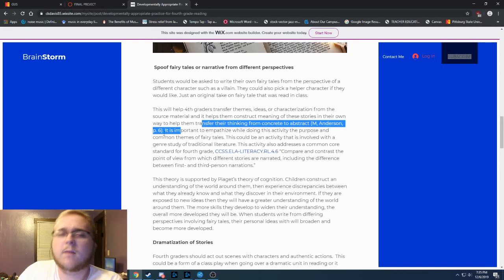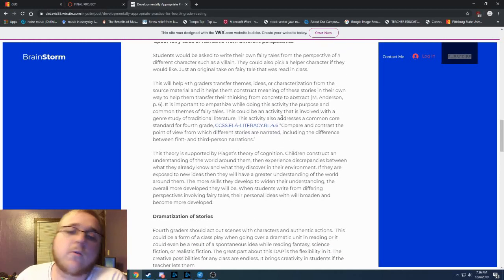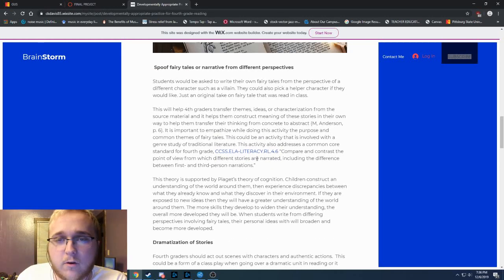And you could pick maybe writing it from a villain's perspective, or antagonist's perspective as well. Or they could write it from a supporting character that helps in the fairy tale. This will touch on comparing and contrasting points of view from which stories are narrated, which is a common core thing that's dealing with 4th grade. So it's a great way for students to develop perspective and really nail point of view, depending on what type of genre you do.